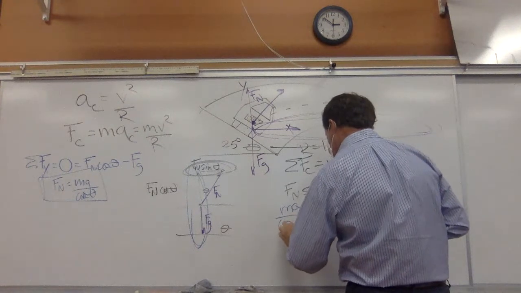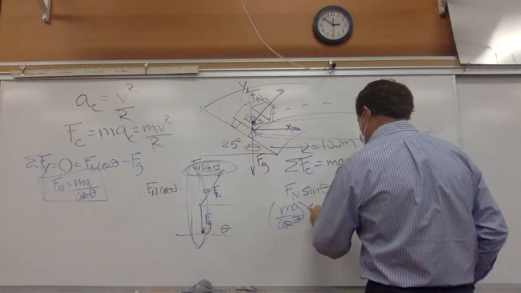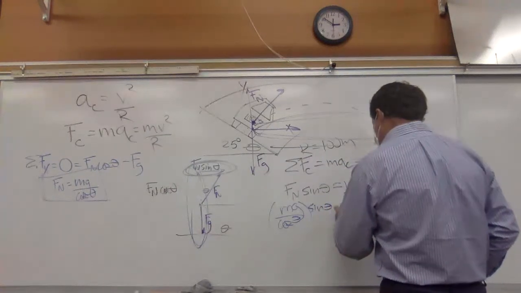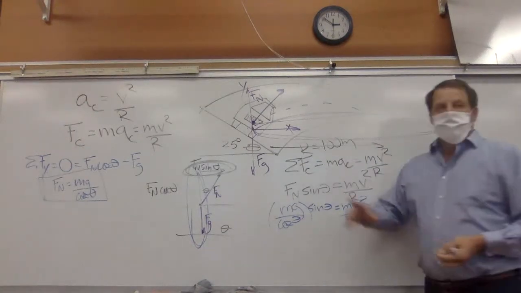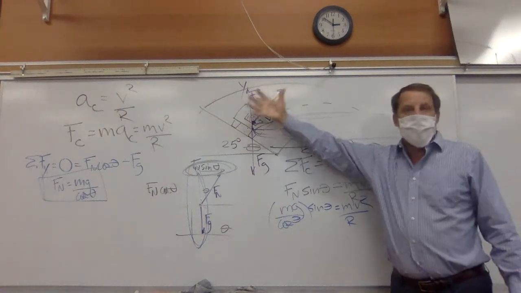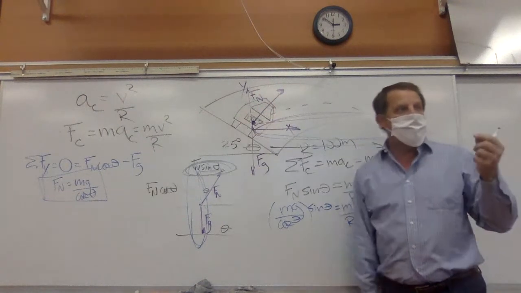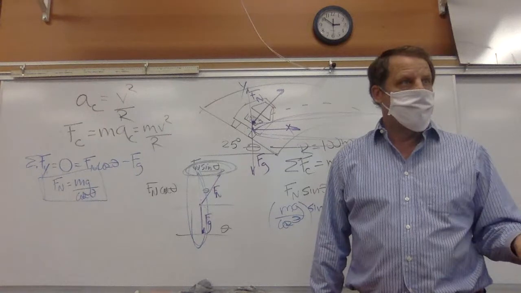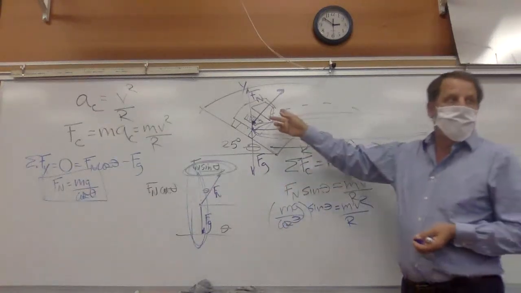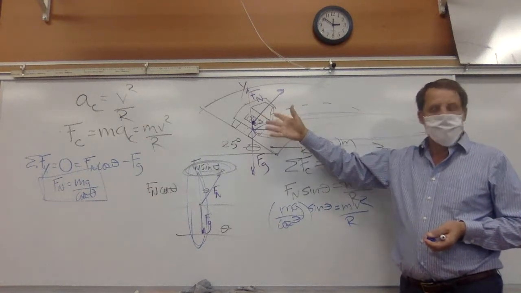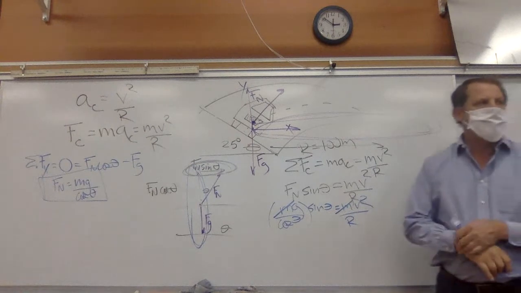mg over cosine theta. That's my substitution. Sine theta is equal to mv squared over r. Now, even though if we've got a heavier, a more massive car, there's going to be a greater normal force than if we have a lighter car, it really doesn't matter. It really doesn't matter what mass we have because the mass is going to cancel each other out.